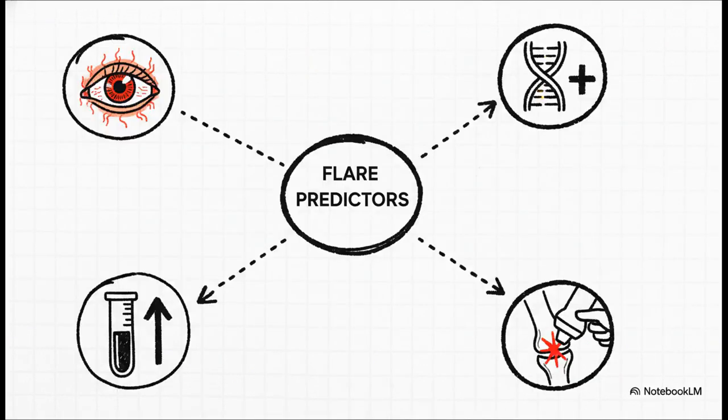However, withdrawal is not without risk. You need to know the key predictors of a disease flare after stopping treatment. These include a history of uveitis, baseline ANA positivity, persistently elevated inflammatory markers, and, importantly, ultrasound-detected subclinical synovitis, seen as a positive power Doppler signal. These factors must inform your decision-making and patient counseling.